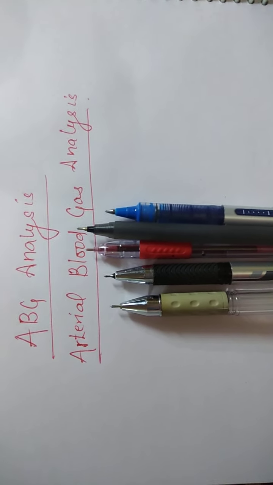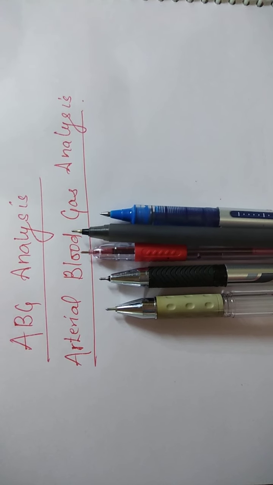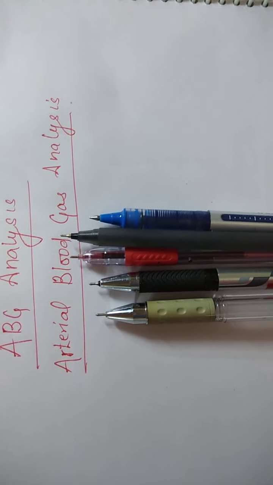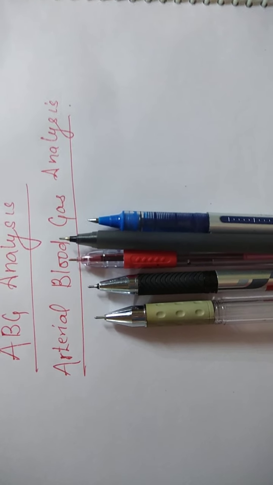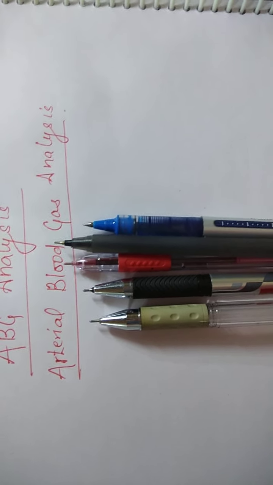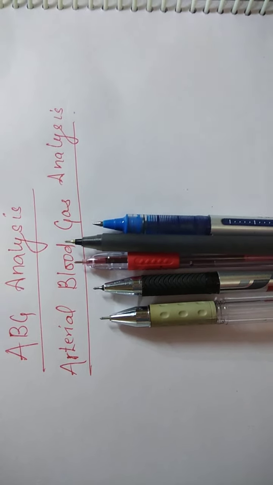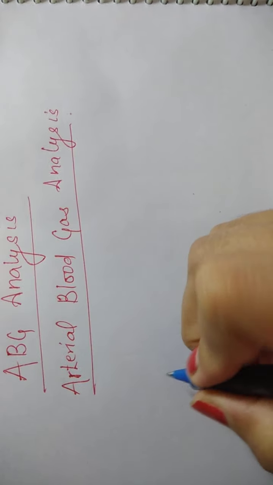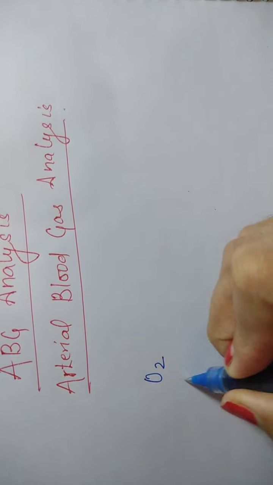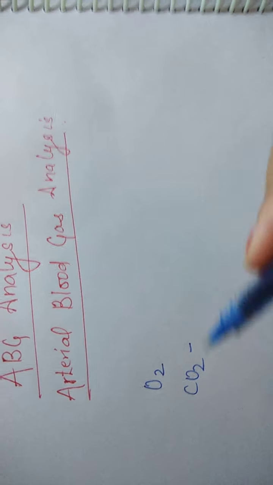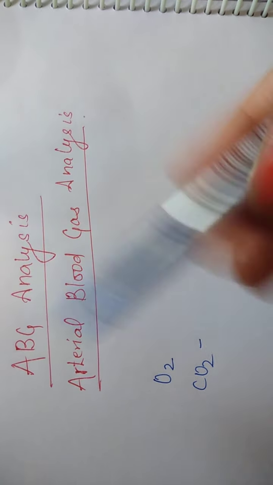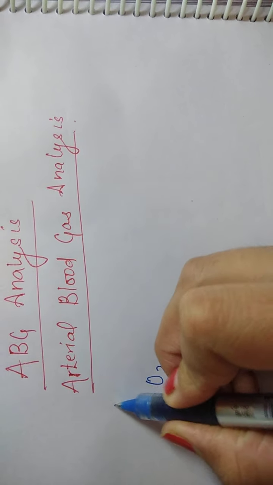Today we are going to discuss ABG analysis, that is arterial blood gas analysis. As the name suggests, we are performing analysis of the blood gases that are present in our arterial circulation. The main gases present in our blood circulation are oxygen and carbon dioxide. But when we are discussing arterial blood gas analysis, we have to keep 4 parameters in mind.